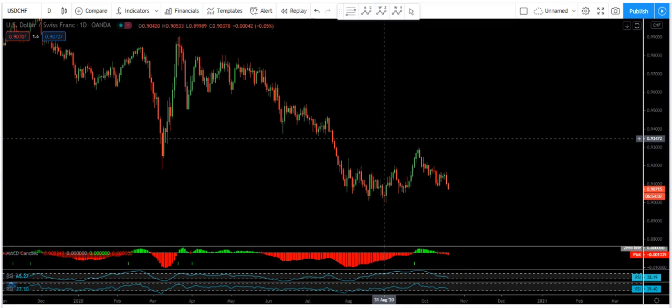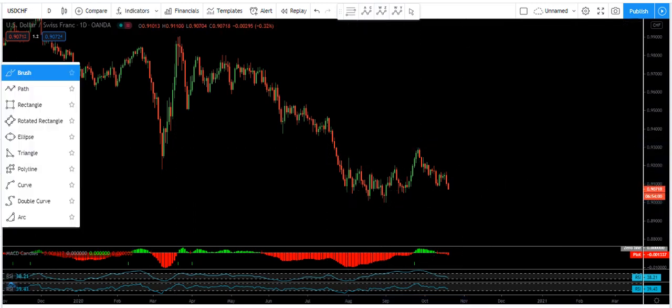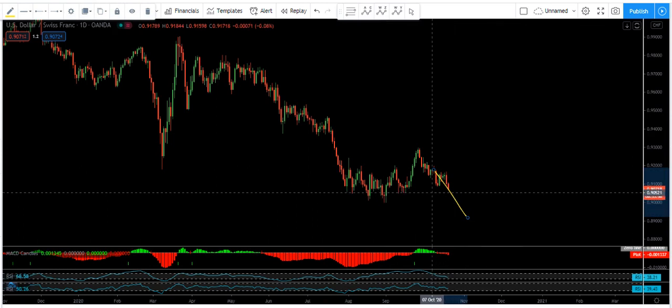USDCHF. Now we are based on the daily chart. As we can see, based on the daily chart, we are still within the correction. Now the question is how deep this one can go. First of all, we look up to this low.